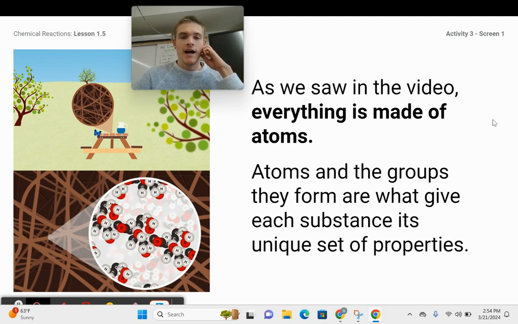Everything is made out of atoms. Atoms and the groups they form are what give each substance its unique set of properties.